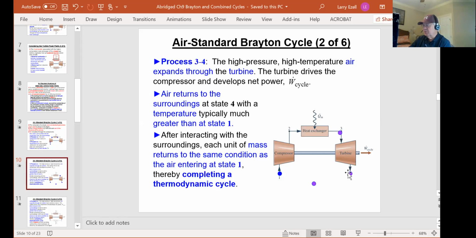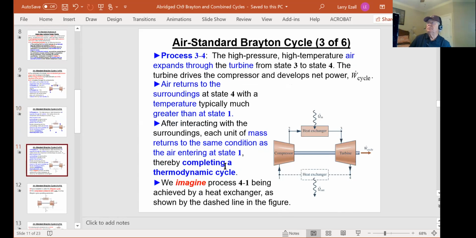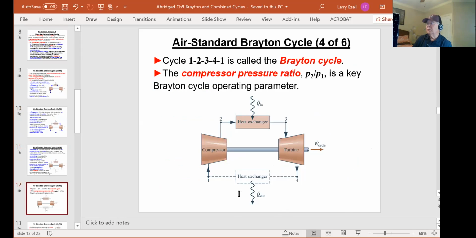Like I said, you're blowing out hot air here from the turbine, and you're pulling back in cool environment air from the environment back into the compressor. Yeah, I think that's pretty much redundant what we did.